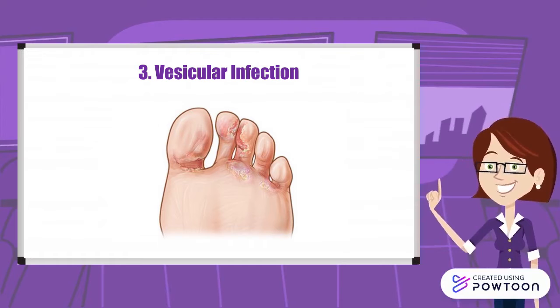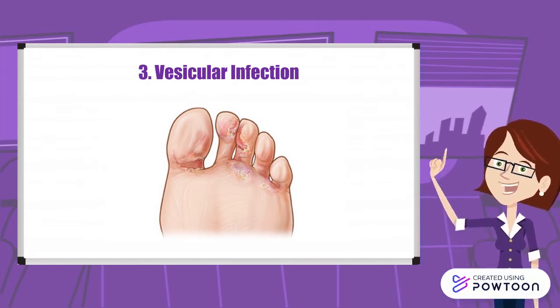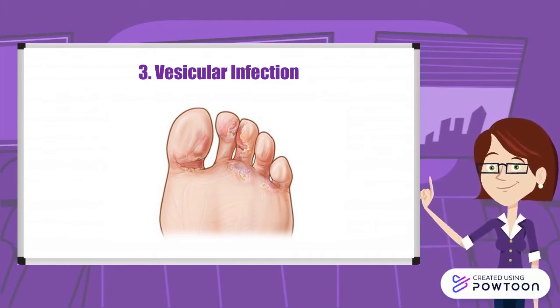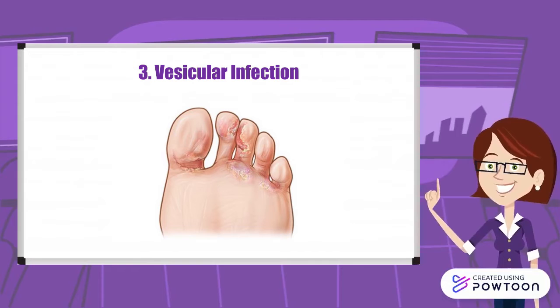Next is vesicular infection. This type of infection is characterized by fluid-filled blisters on the sole or the upper part of the heel. Small, red blisters usually pop up on the sole or between the toes. Bacteria can infect any ruptured blister, and antibiotics may be needed for this type of infection.